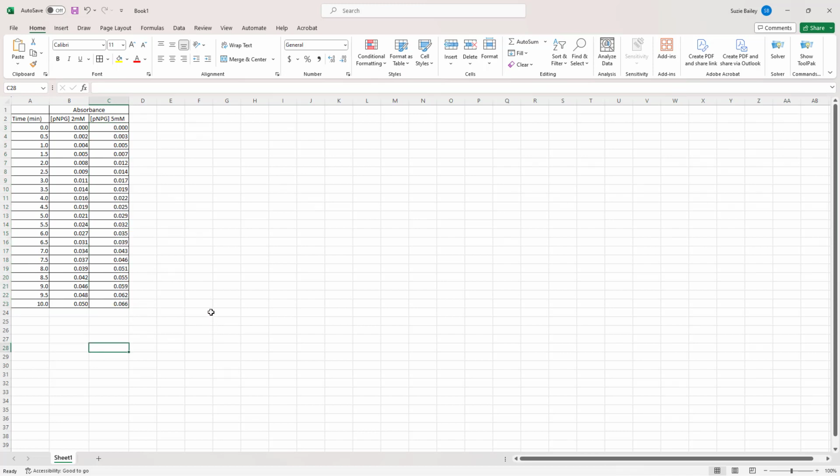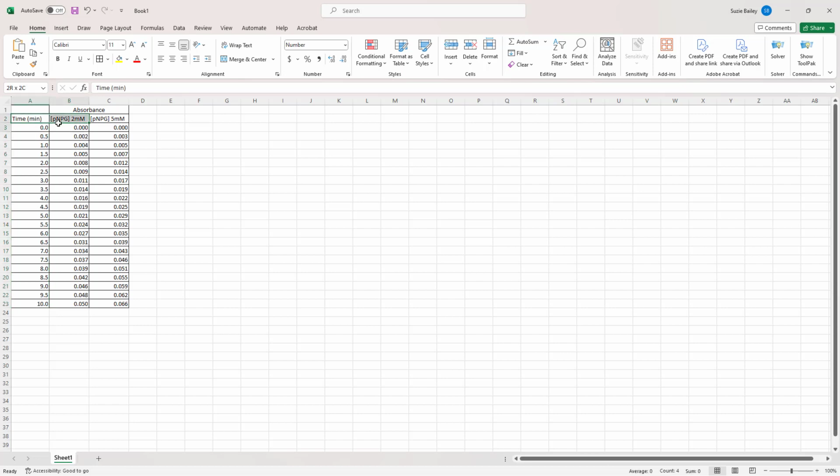So first thing that we need to do in order to determine that reaction rate is to graph the data with time on the x-axis and absorbance on the y-axis. Remember that by convention, when creating a graph, we're going to put our independent variable on the x-axis and our dependent variable on the y-axis. So in Excel, by default, whatever column is listed first is going to be the data that's going to go on the x, and then the other column is going to go on the y.